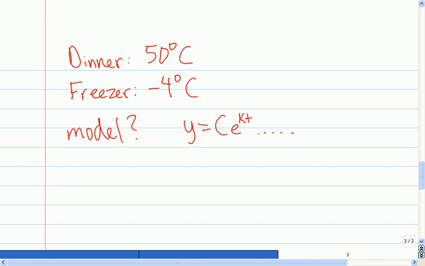There'll be a minus 4 in here because it's going to stop. It's not going to get any colder than minus 4 when you put it in the freezer. If you have such a freezer, please let me know and we'll be famous together. Okay?